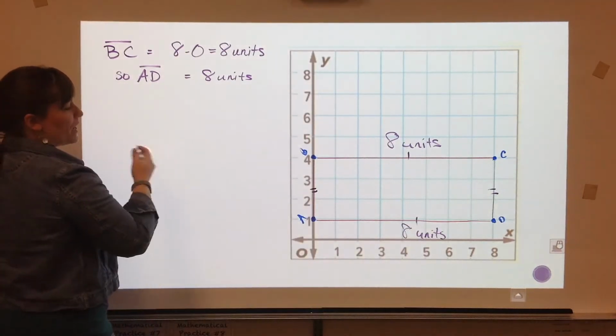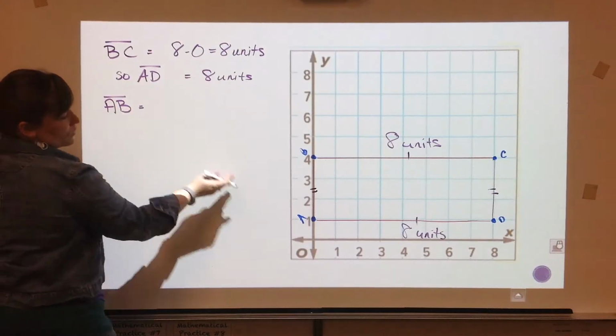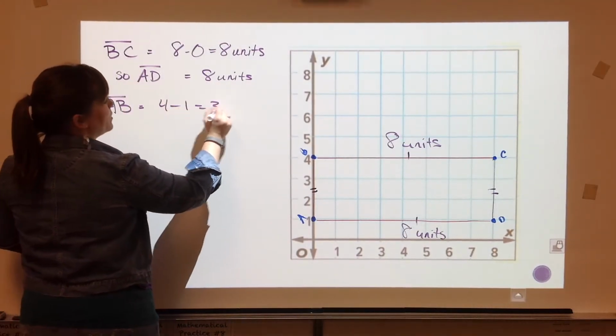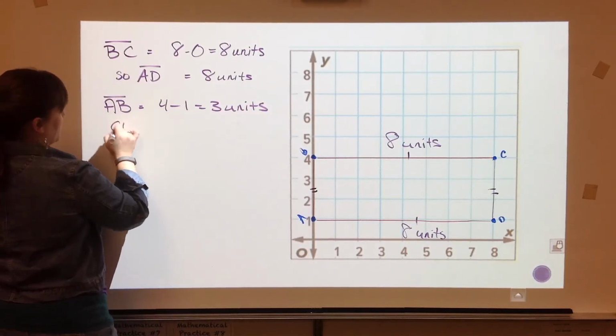Now let's do the ends. AB is going to go from 1 to 4, so that is a difference of 3 units, which is the same as CD.